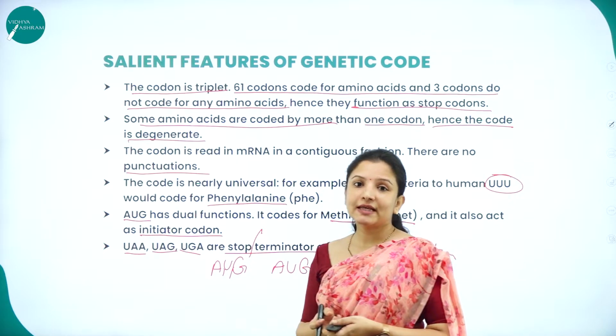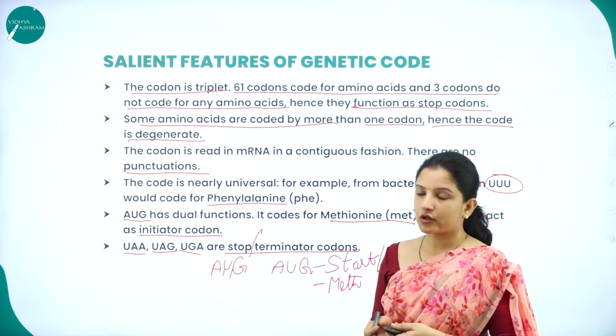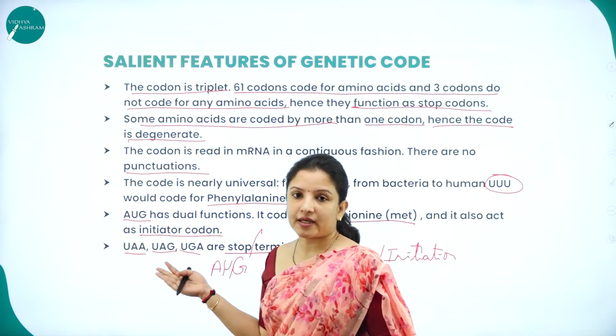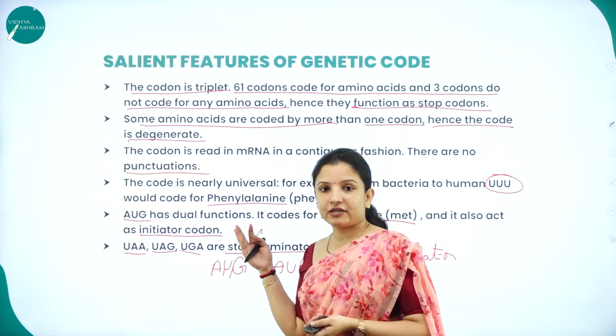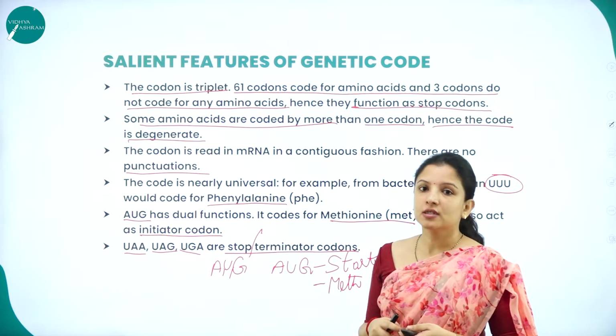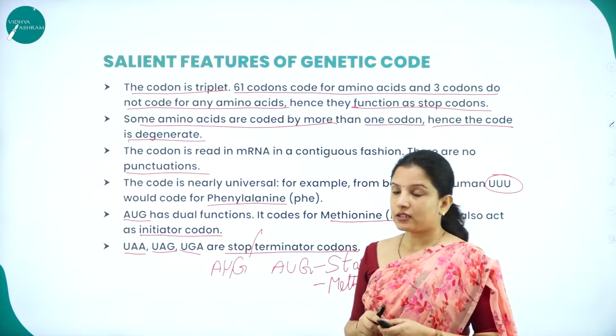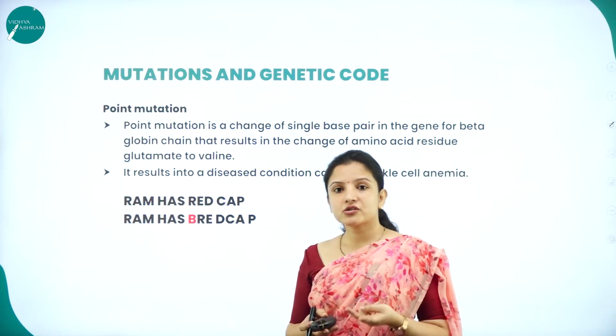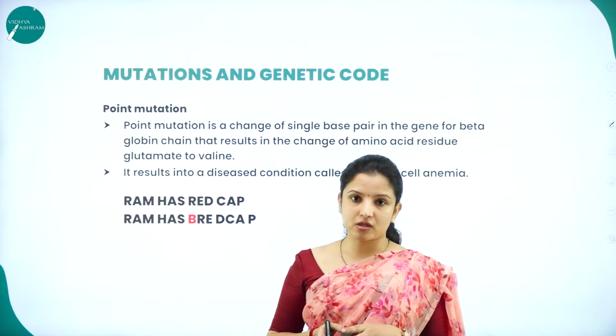So these are the salient features of the genetic code. This is a very important question that usually keeps repeating in the exam: write the salient features of the genetic code for 5 marks. If you write all these points, you will get 5 marks very easily. Next, let's study the relationship between mutations and the genetic code.